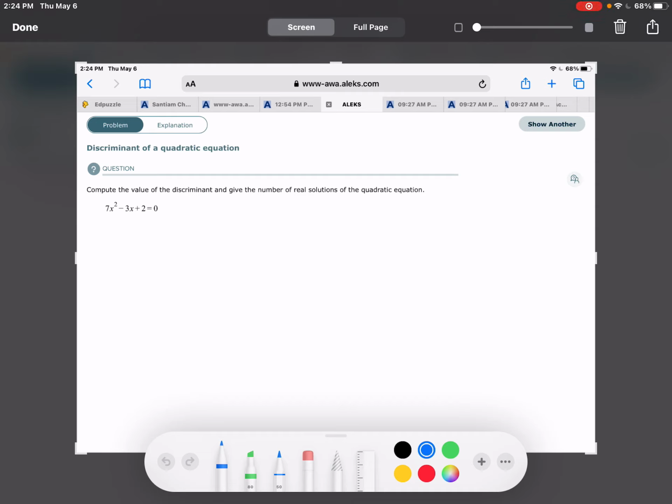Let's talk about the discriminant of a quadratic equation. So when we're using the quadratic formula, x equals negative b plus or minus the square root of b squared minus 4ac all over 2a. The part underneath the square root sign, b squared minus 4ac, interestingly enough, will tell us a lot about the number of solutions we're going to get.